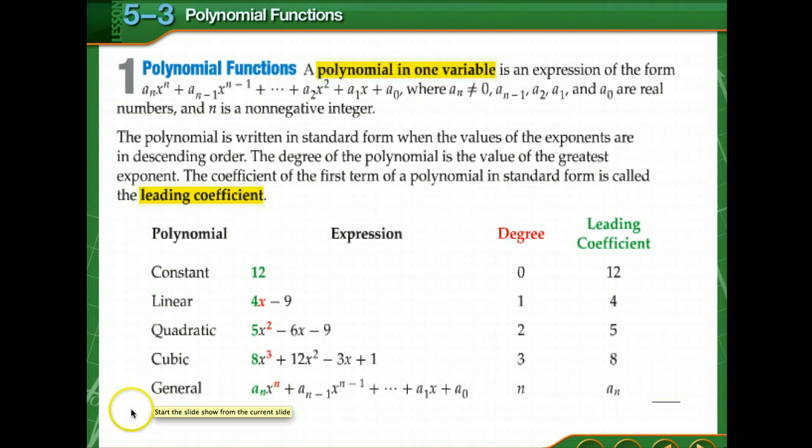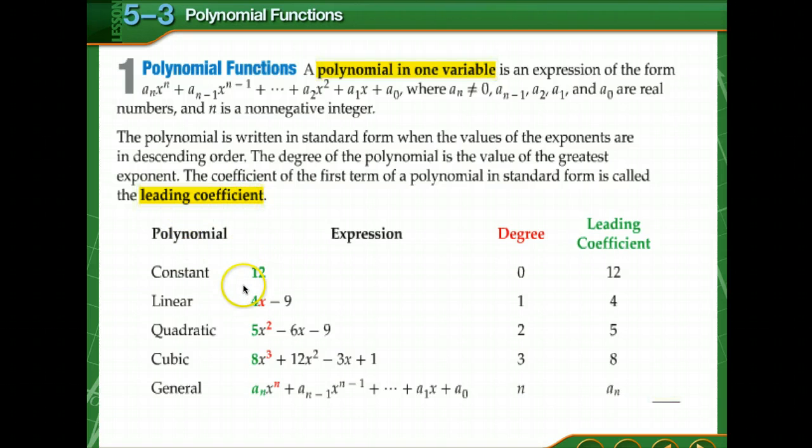All right, now a polynomial in one variable is simply an expression in this form where a sub n through a sub 0 are real numbers and n is a non-negative integer. A polynomial is written in standard form when the values of the exponents are in descending order. So you'd have x to the fourth, x to the third, x squared, x to the first. The degree of the polynomial is the value of the greatest exponent. The coefficient of the first term of a polynomial in standard form is called the leading coefficient.